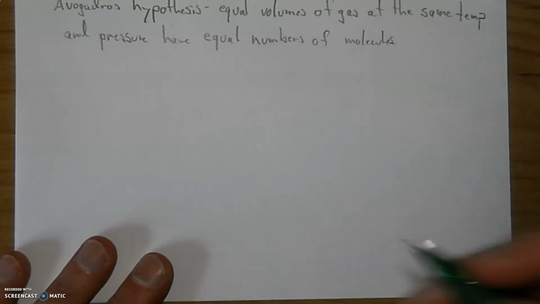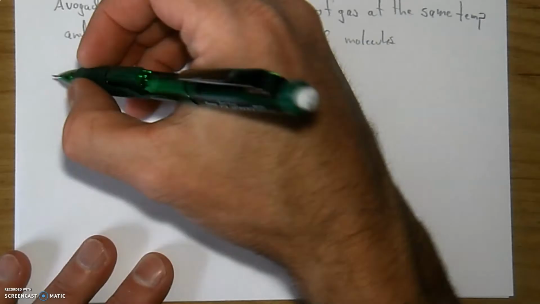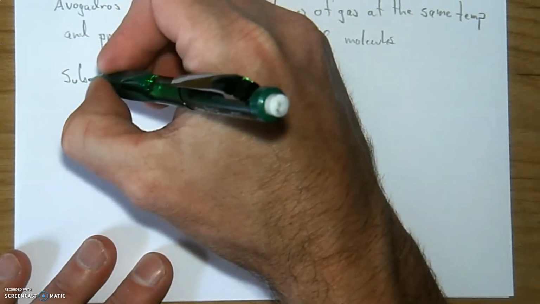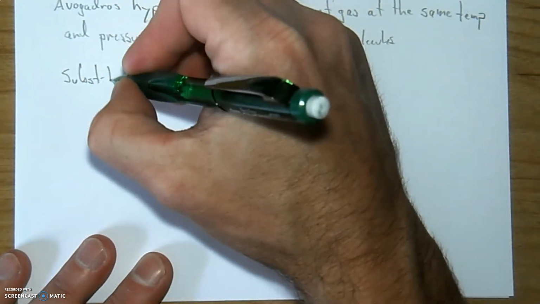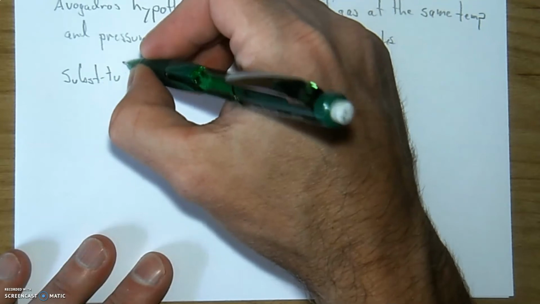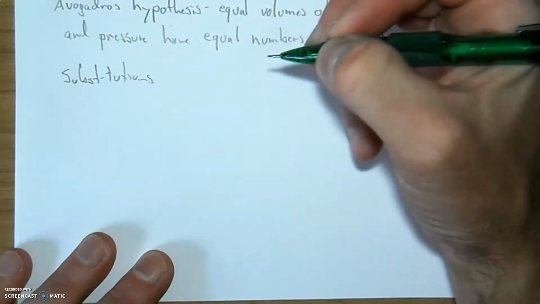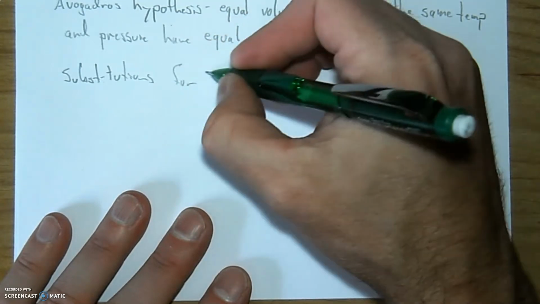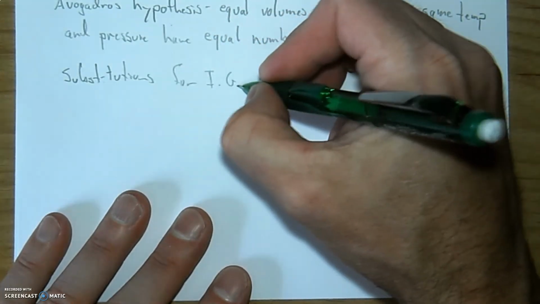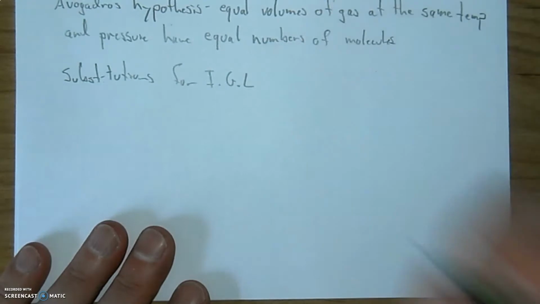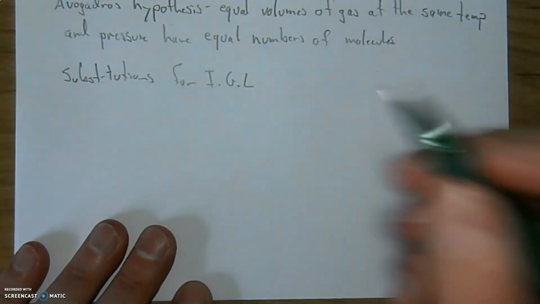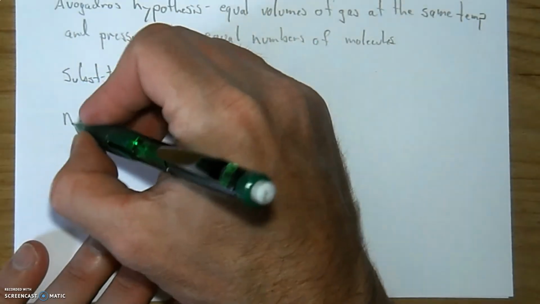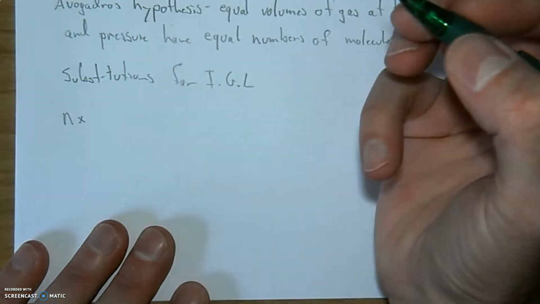Let's start off looking at some substitutions for the ideal gas law. So there's some other things that we can solve for using the ideal gas law. Let's just look at a couple of relationships.